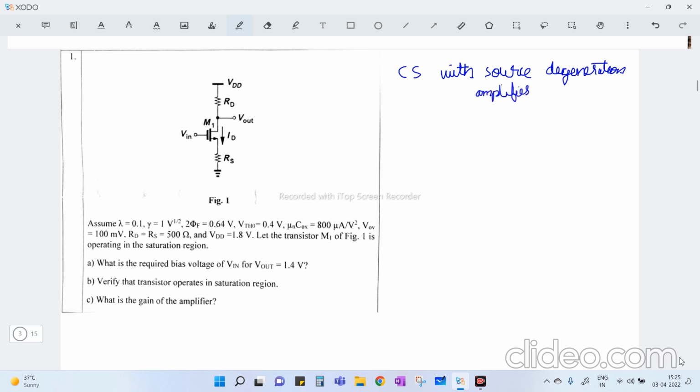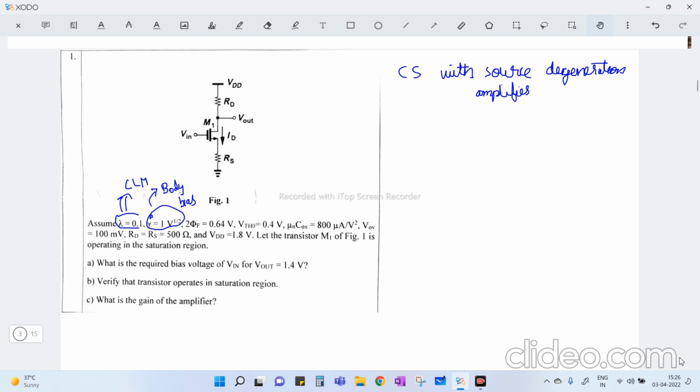And let's look into the data which is given. They have indicated that lambda is 0.1, so this indicates that there is a channel length modulation effect which is coming into the picture. And also they have indicated that gamma is non-zero, so this is an indication that there is a body effect which is present in the circuit. So the other data goes on. Now we'll solve each sub question one by one.